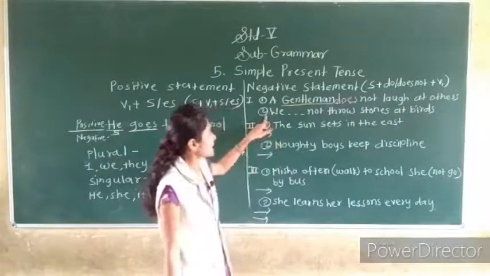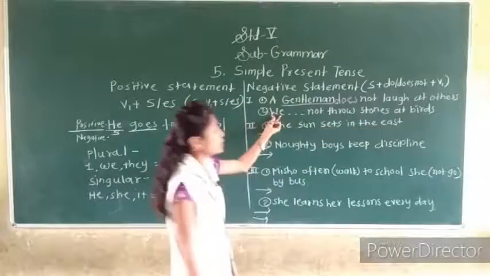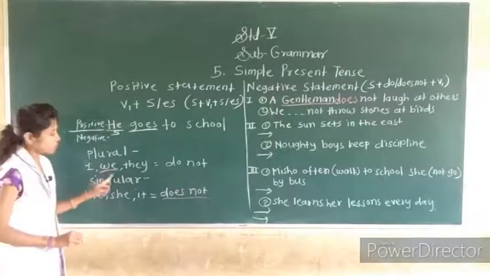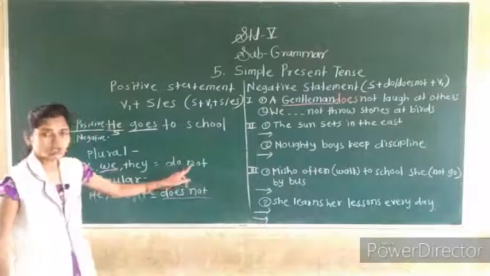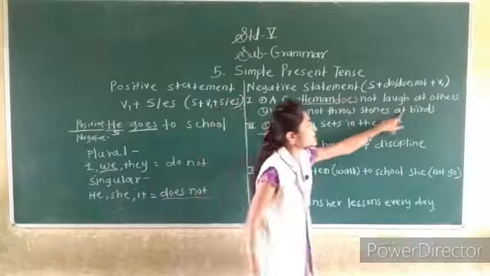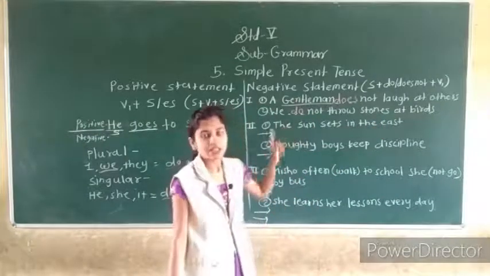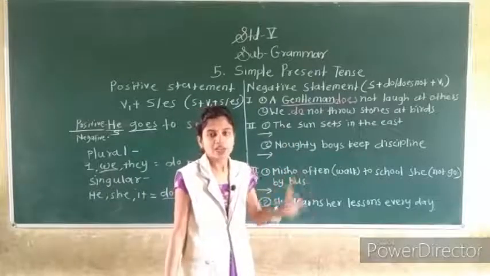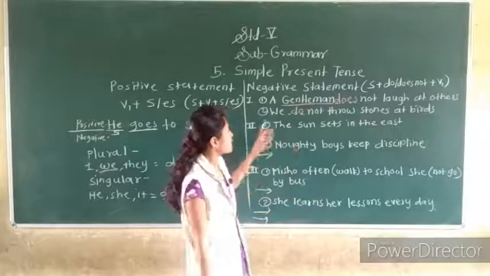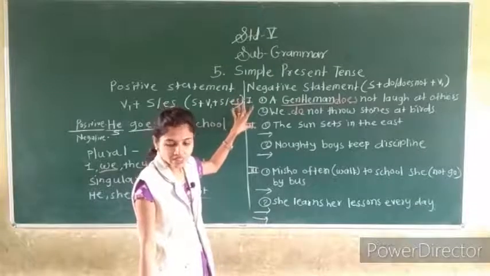Next, the second example: we, blank, not throw stones at birds. Is we singular or plural? We is plural. So what do we use? Do not. So the sentence is: we do not throw stones at birds. Do you understand? You use the negative statements in simple present tense as do not and does not. For the singular we use does not, and for the plural we use do not. So that is the first exercise.